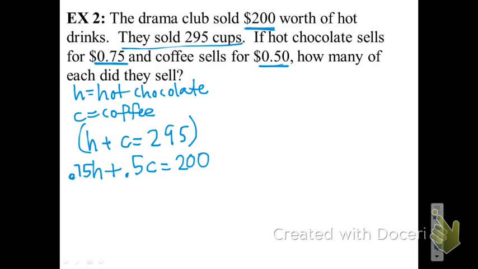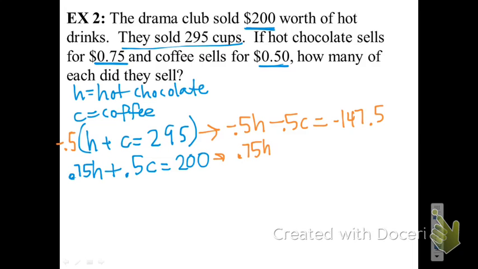So to create opposite coefficients, I'm going to work with the C's, and I'm going to multiply the top one by a negative 0.5, and be sure you distribute that through. When we distribute it, we get negative 0.5H minus 0.5C equals negative 147.5. I'm just going to rewrite this equation here. 0.75H plus 0.5C equals 200. From here, I'm going to go ahead and add.